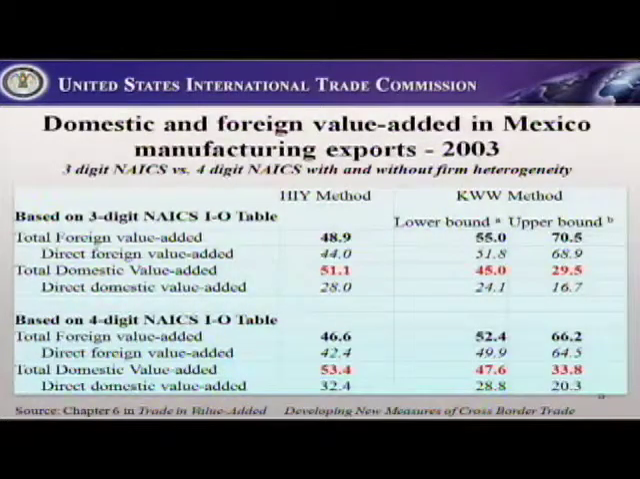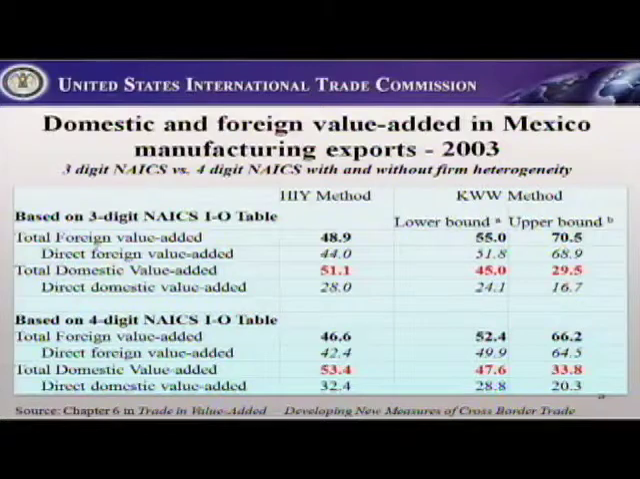Then I give a Mexico example. The data I used is the 2003 Mexico input-output table. We really appreciate our INEGI colleague who gave us this data. Their data have the domestic economy and the Maquiladora economy. The data give us two levels: at the 3-digit NAICS, 73 industries, and at the 4-digit level, 256 industries. The disaggregation tripled.